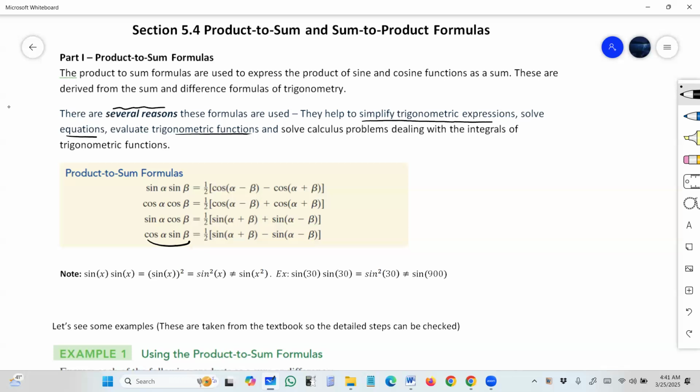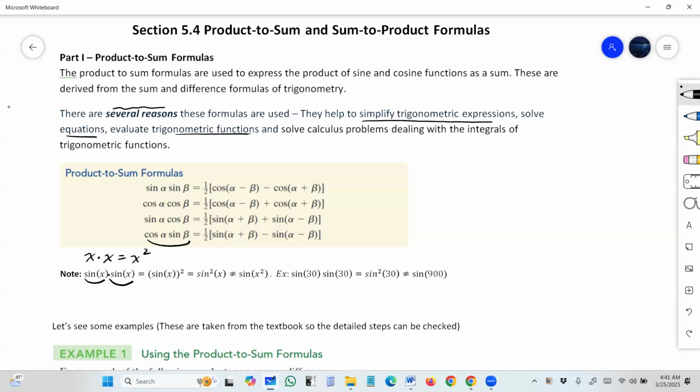Now, let me just mention one thing since we're dealing with products now, to clarify something that may not be obvious to some. You know from algebra, if I multiply x times x, I get x squared. And so that's not new to you. Now, what happens when I multiply sine x times sine x or cosine times a cosine?